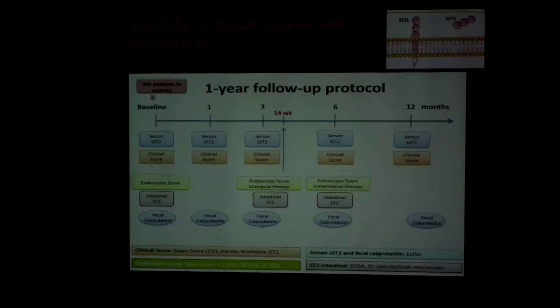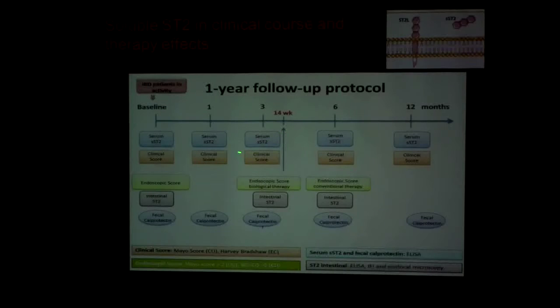the potential viability of this molecule as a biomarker of activity. So what we did, we followed up for 12 months a group of patients where the baseline was patients in activity. We detected the serum levels of this protein. We correlated with the clinical score, endoscopic score, intestinal content of the protein, and also with fecal calprotectin. That is a well-established marker of activation.